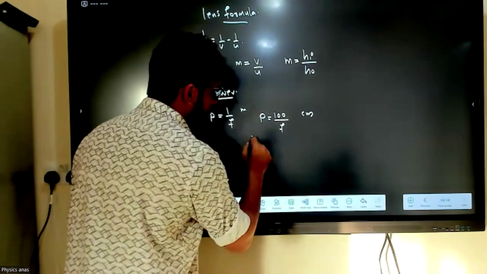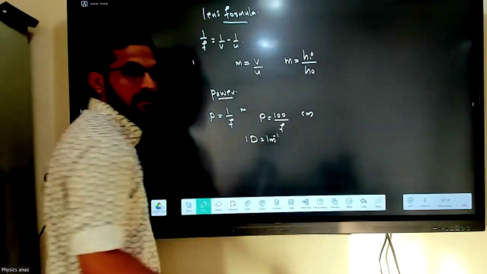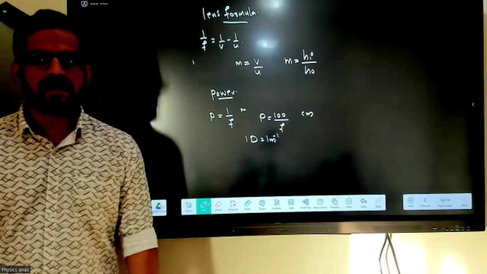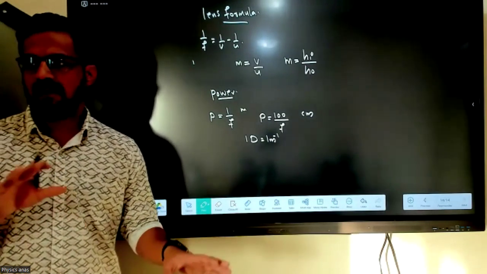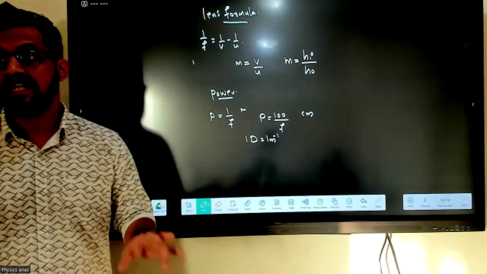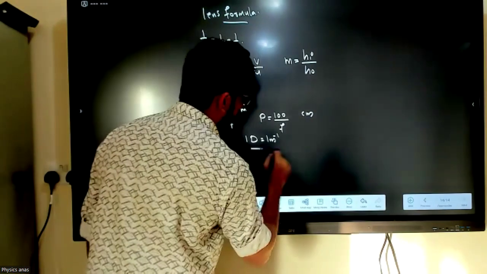It has a unit called diopter. 1 diopter is 1 meter inverse. What is 1 diopter? It is the power of a lens having 1 meter focal length. You got it? That's our 1 diopter.